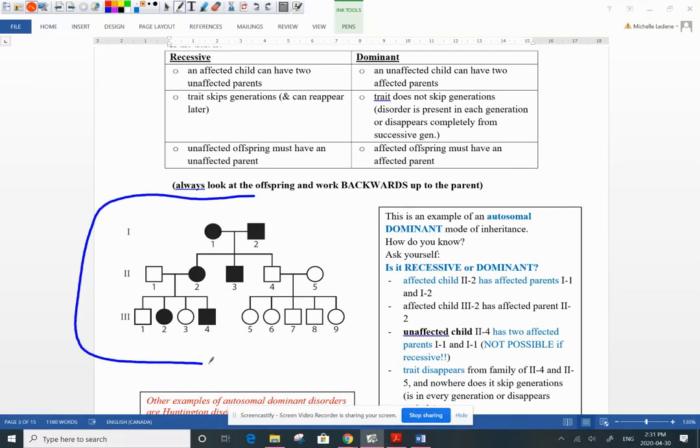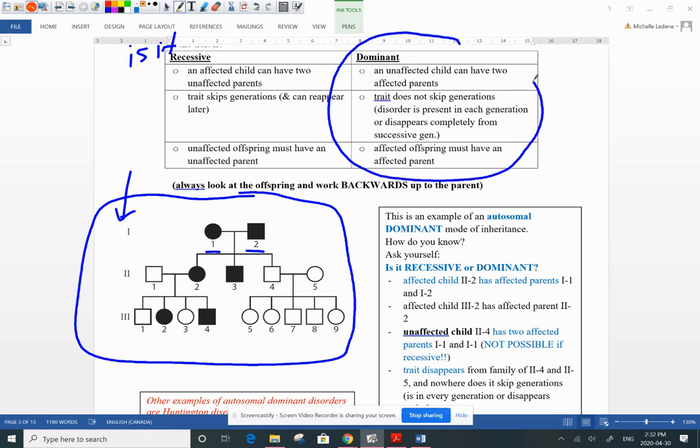So next, I have given you a blank pedigree. Here is a pedigree that has a bunch of generation numbers on it, and the individuals are numbered, but it doesn't tell you the mode of inheritance. So you have to ask yourself, is it recessive or is it dominant? And this one is a dominant trait. So how did I know that? How was I able to figure it out?